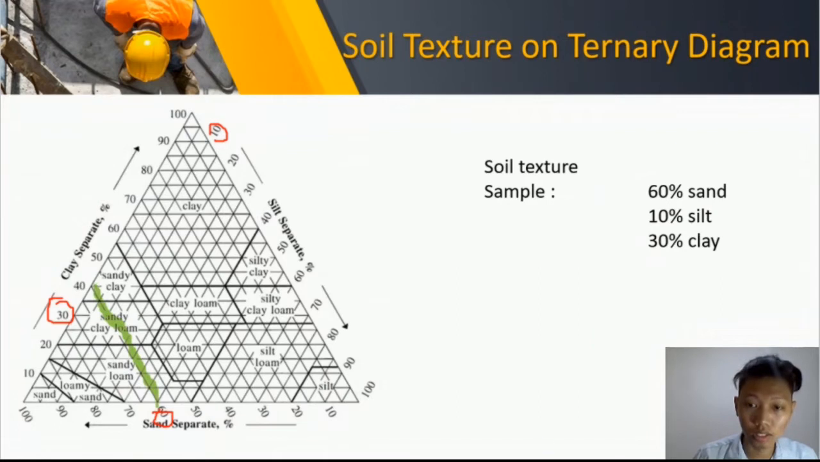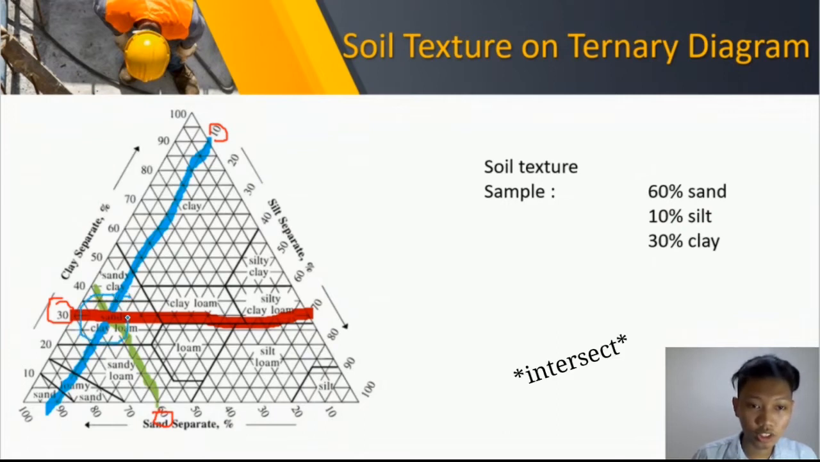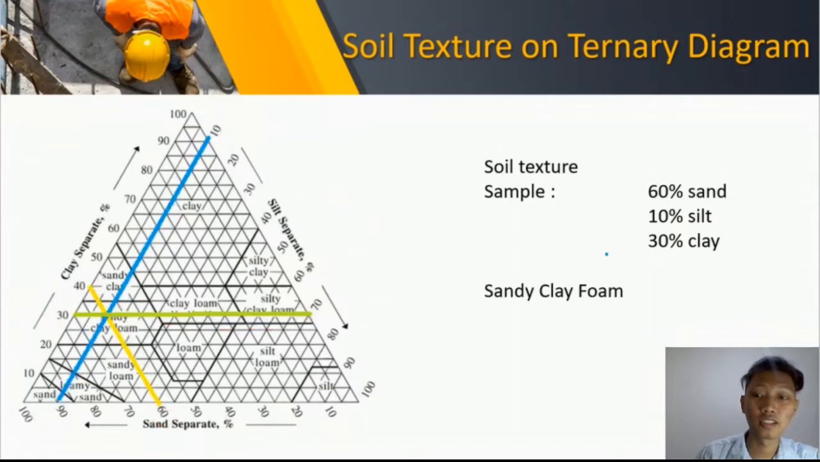And then, ganun din sa 10% ng silt. Pababa naman siya. And then, ayan. Tapos, ito namang 30% ng clay, pakanan naman siya. So, kung makikita nyo din eh, nag-intercept yung tatlo. So, kung saan nagtagpo yung tatlo, siya yung tinatawag nating texture ng soil. So, ito siya, yung sandy clay loam.